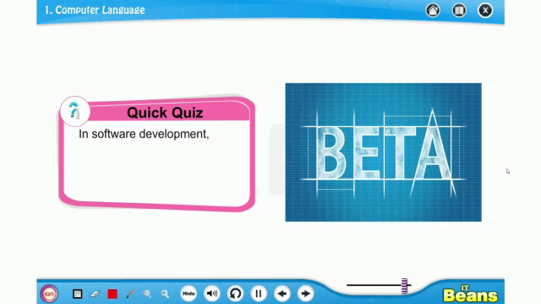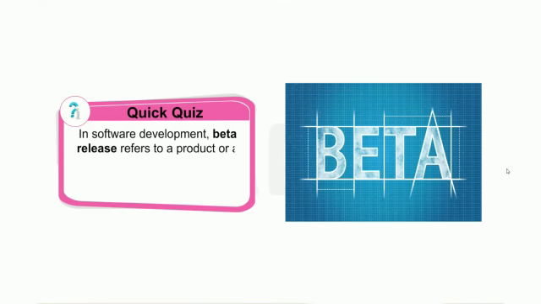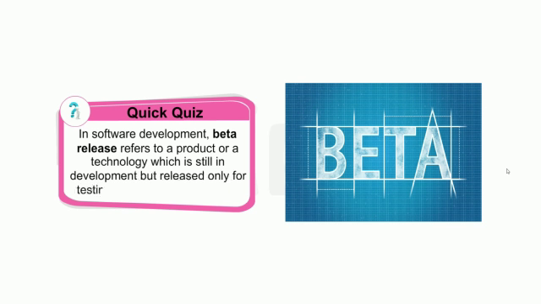Students, in software development, beta release refers to a product or a technology which is still in development but released only for testing and evaluation purpose.